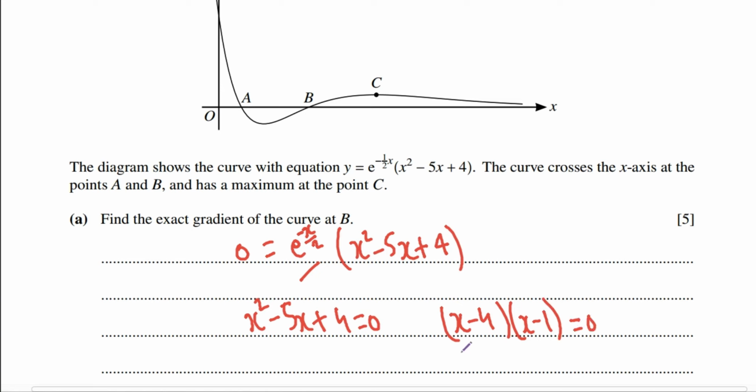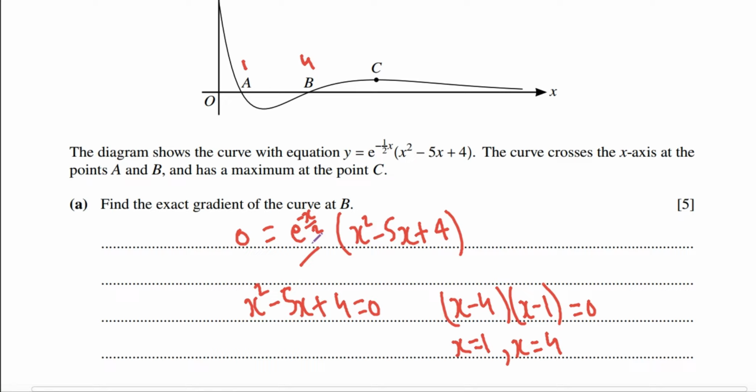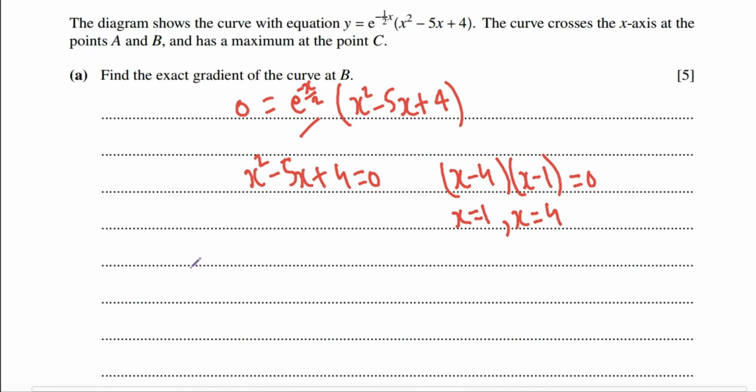So either x is 1 or x is 4. Well, you can see it crosses the x-axis at 2 points, at 1 and 4. And obviously 1 comes before 4, so A has to be the point 1. So A is actually 1, and B is 4. And we have to find the exact gradient. So to find the gradient, we just take the derivative, right? So we find dy by dx.